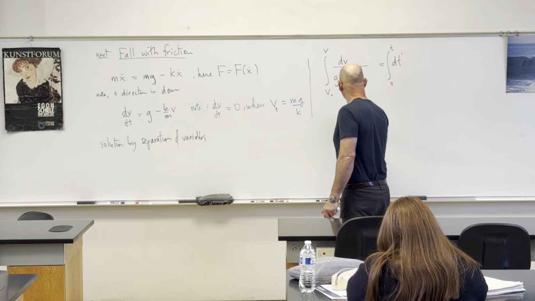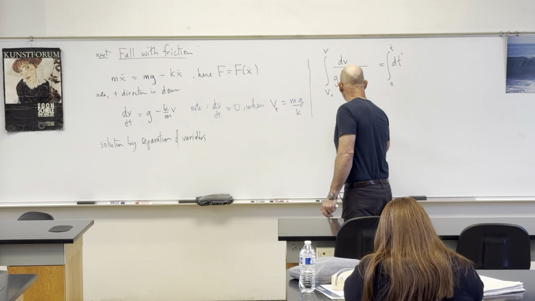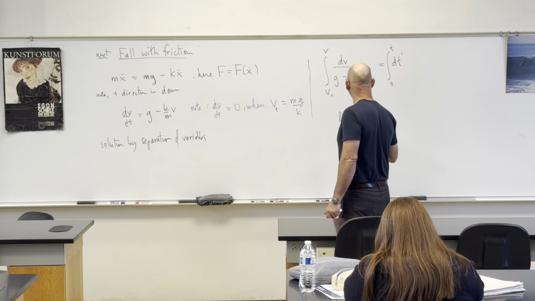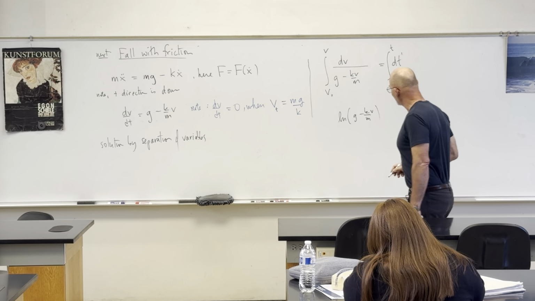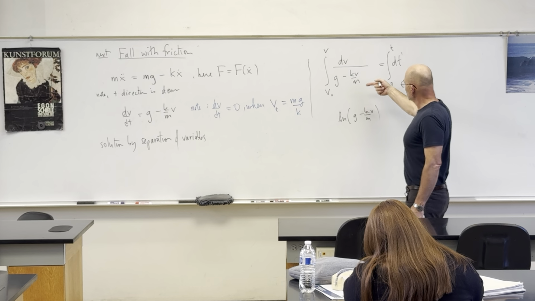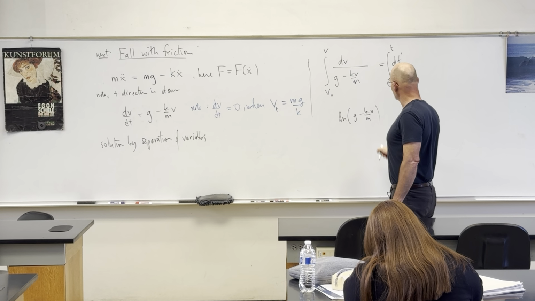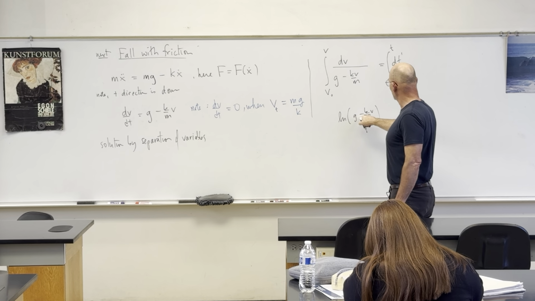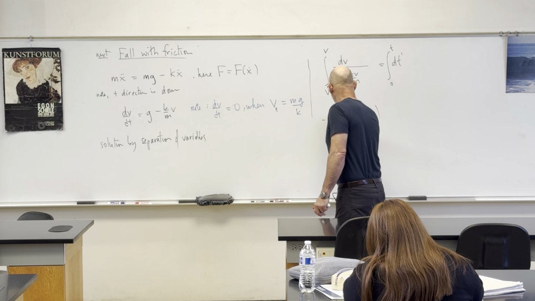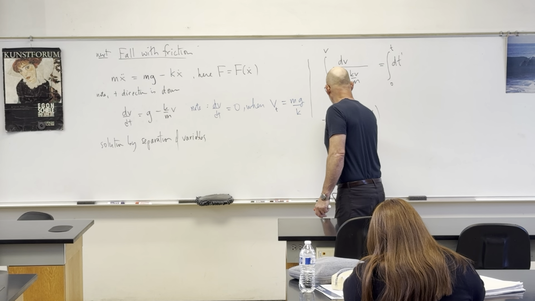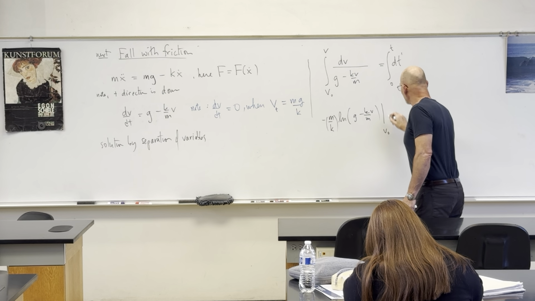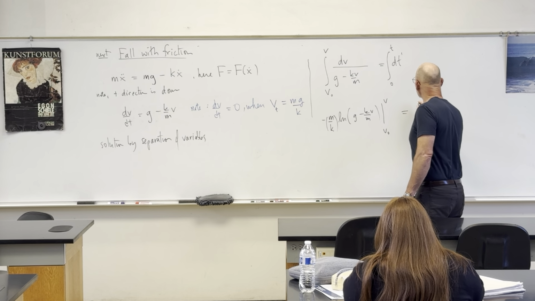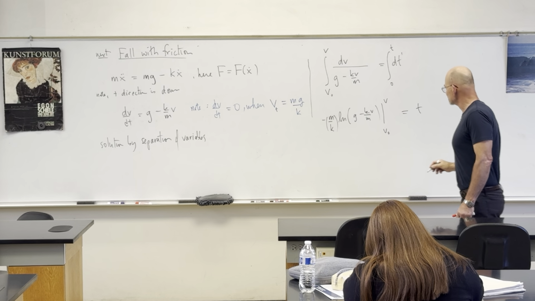So I'll start with the natural log of g minus kv over m. I take that derivative, I get 1 over g minus kv over m. The antiderivative is minus k over m, so I'll have minus m divided by k times the natural log from v naught to v is going to be equal to t.